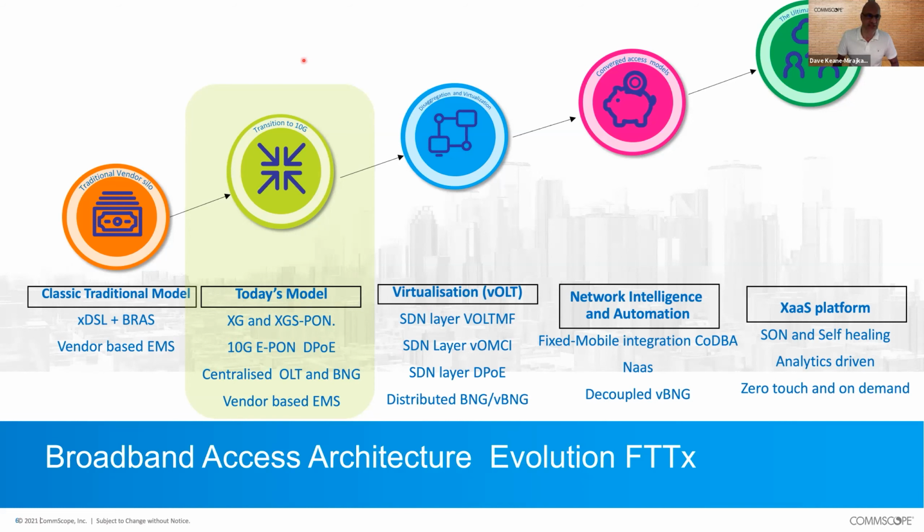But on the left-hand side here, the traditional vendor silo is very much a rack and stack. You build up a layer from an optical line terminating equipment. You have either a switch layer. On top of that, you have either a BRAS or a BNG that does all the subscriber management and policy. And where we are today is this kind of green box here, the transition to 10 gig.